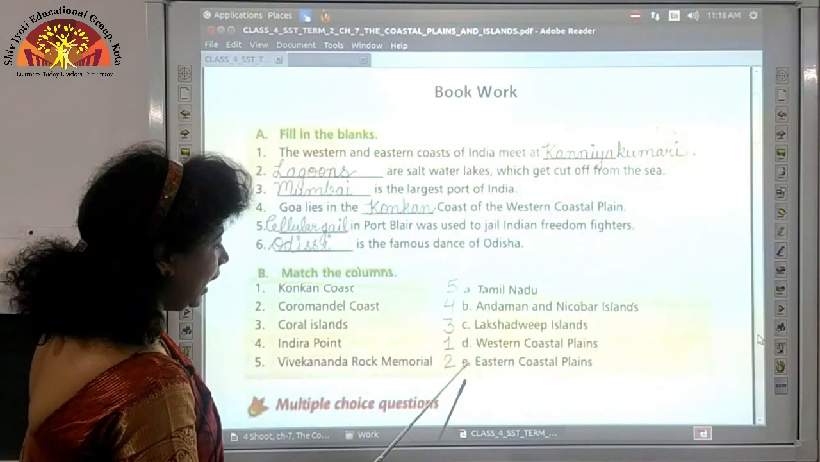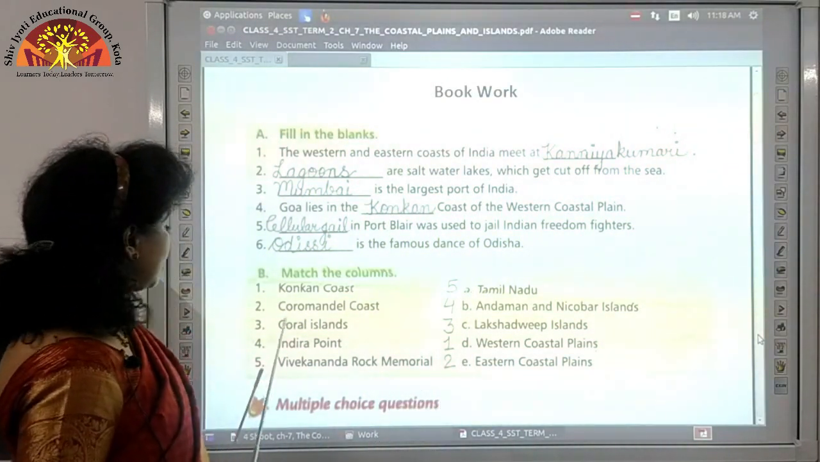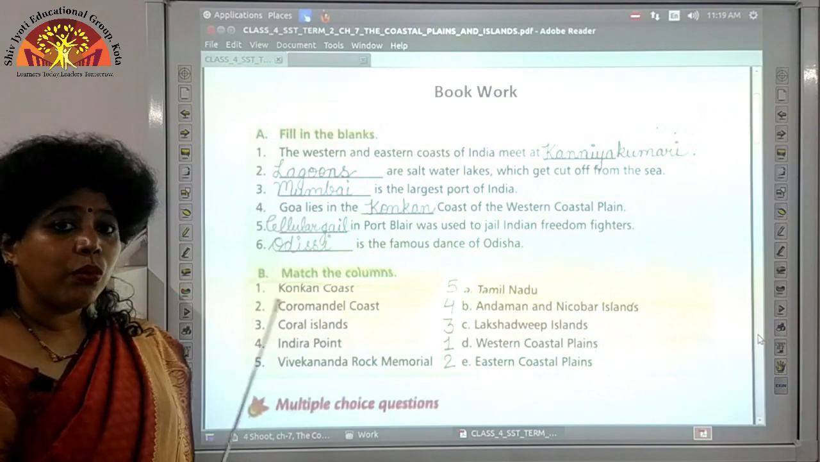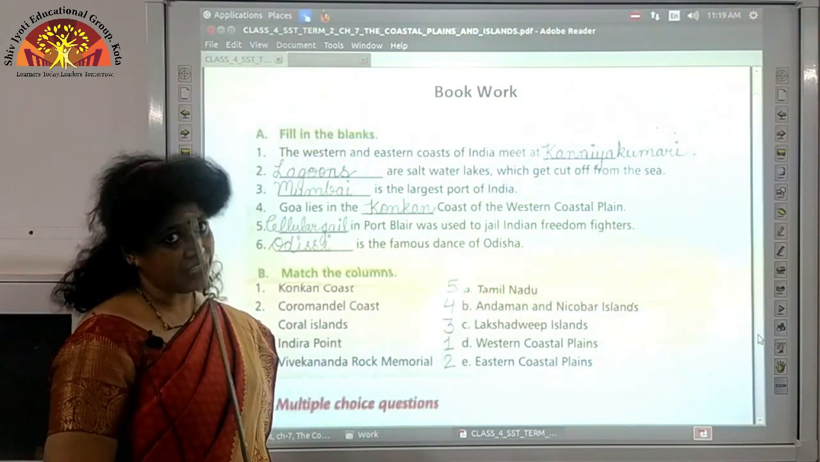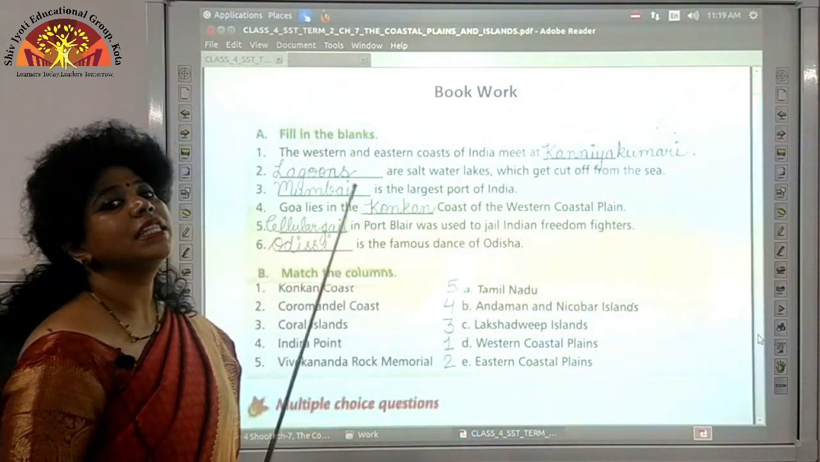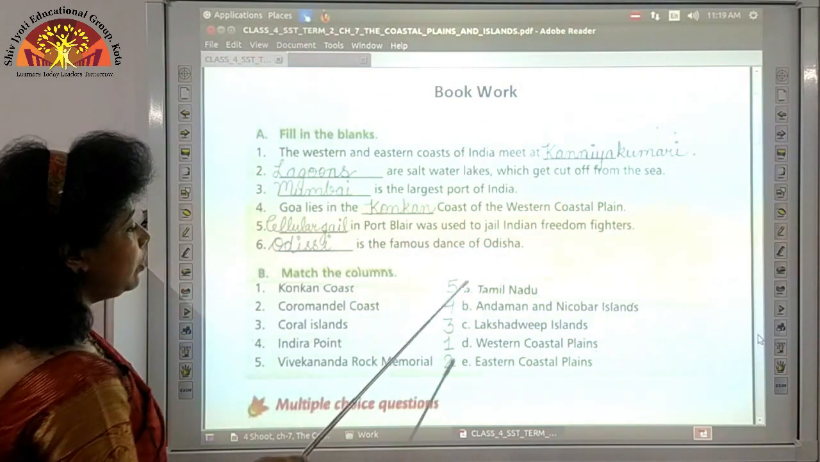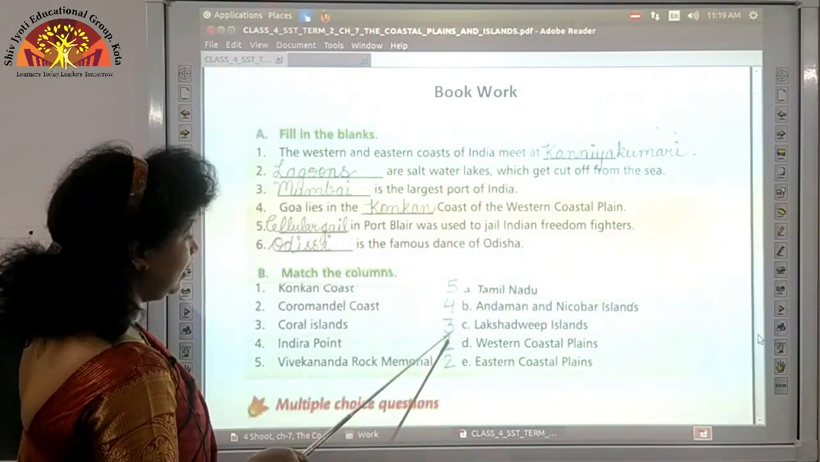So beside E, I want you to write 2. Third, Coral Islands. Which islands are called Coral Islands, children? The Lakshadweep Islands are called Coral Islands. So beside C, I want you to write 3.